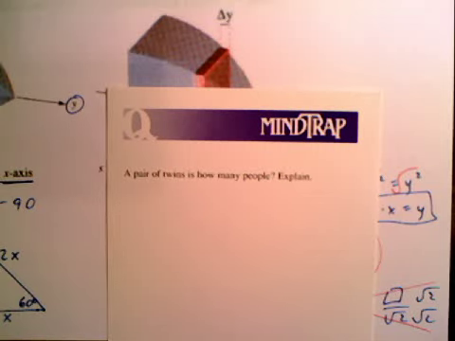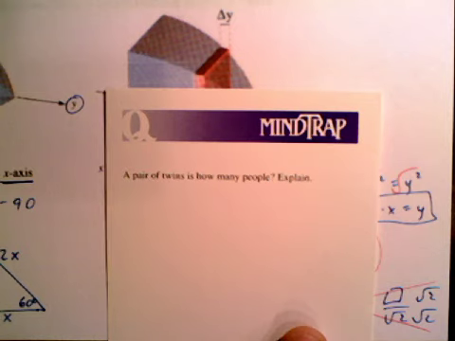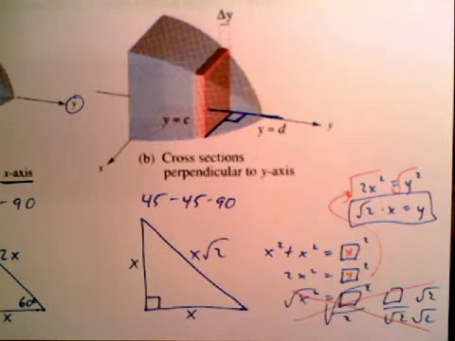Our next riddle: a pair of twins is how many people? Explain. A pair of twins is how many people? Explain. Alright, I'll get back to you.